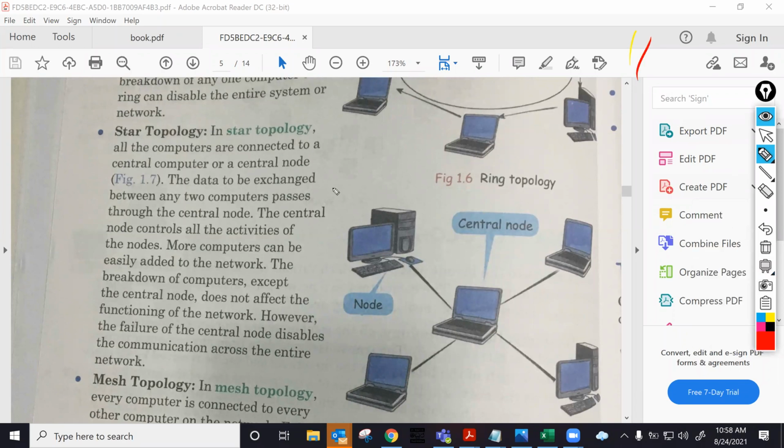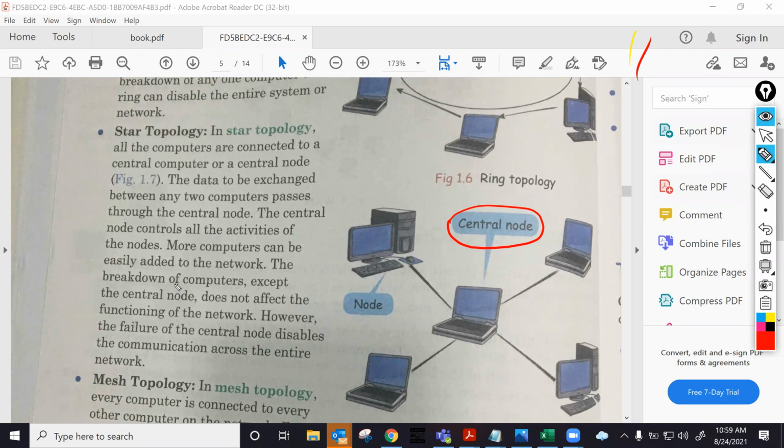Right. So now we just go through what is this star topology. I just want to understand what is the central node, you don't understand otherwise. In star topology, all the computers are connected to the central computer or the central node. The data exchanged between any two computers passes through the central node. The central node controls all the activities of the nodes.